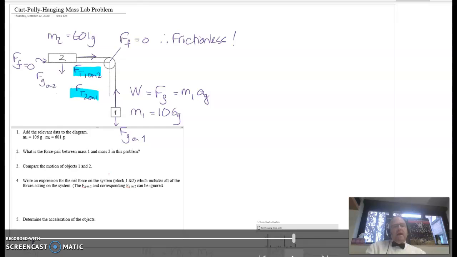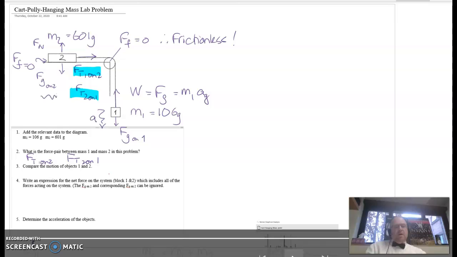The force of gravity acting on 2 is acting vertically, in the y direction. That has no effect on the motion, really. And there is a normal force if we wanted to include all the forces acting on 2. So there is the force pair, just filling in.